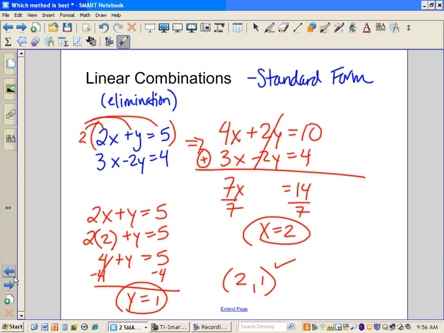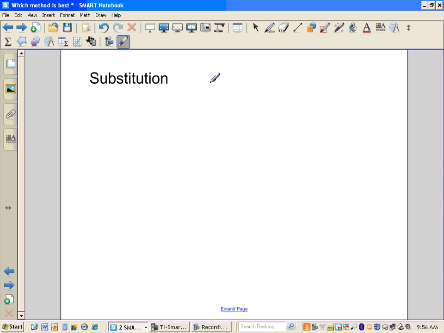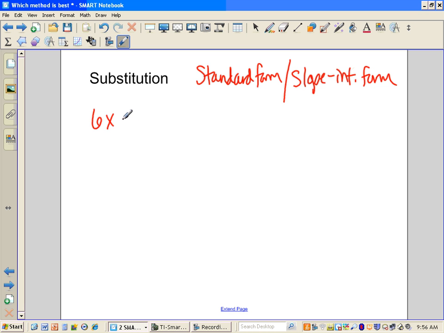Here's my second favorite method, and this is going to be the one that might be the most useful for us sometimes, because substitution we use typically, we don't want to say always, but typically when one equation is in standard form and the other equation is in slope-intercept form. And so if you look at this example, 6x minus 7y is equal to 28.